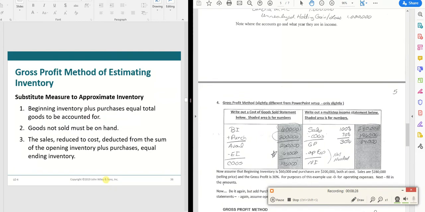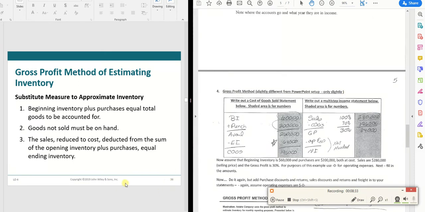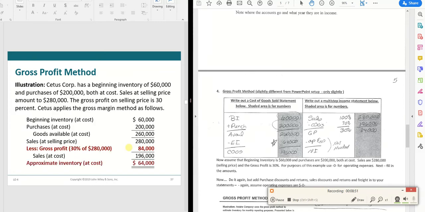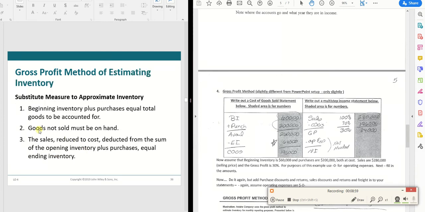Okay, gross profit method. I just kind of want to show you how to do it. Beginning inventory plus purchases equals total goods to be accounted for. You know that. Goods not sold must be on hand. Sales reduced to cost, deducted from the opening, et cetera. I'll talk about that. Okay, so let me ask you this. This is why I don't really like this statement, goods not sold must be on hand. They don't really have to be on hand.